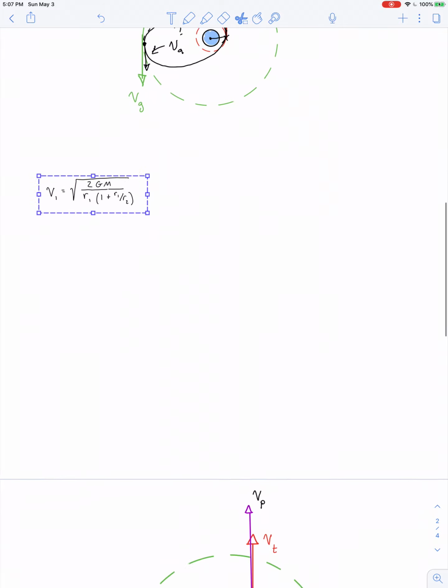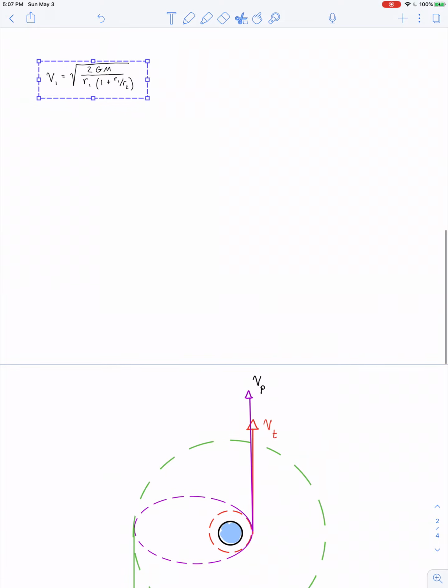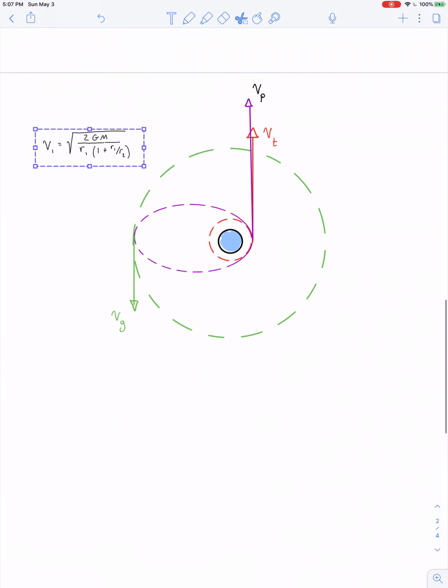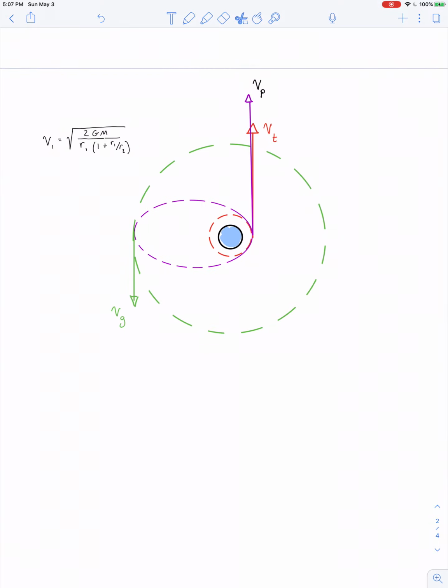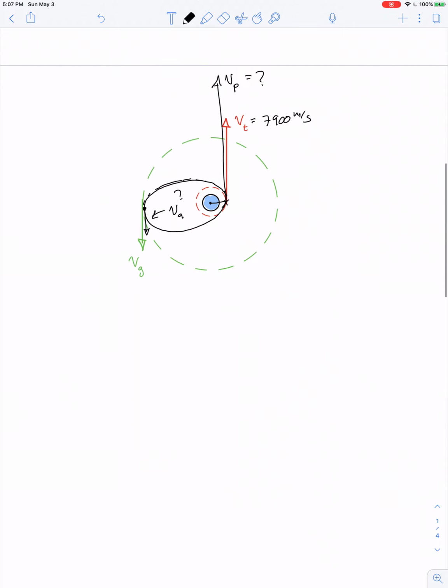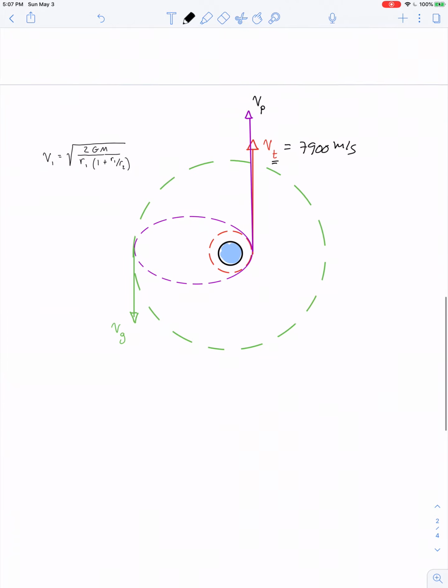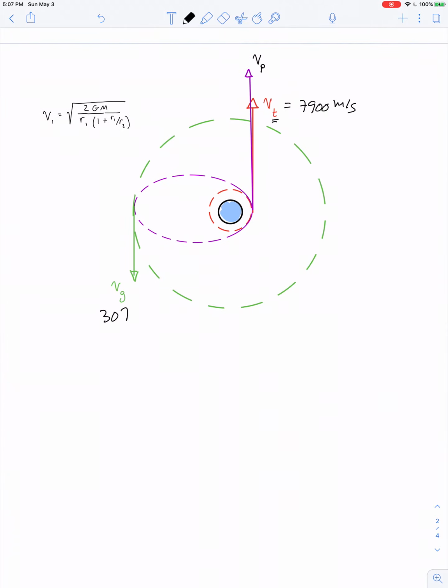Maybe we can draw this a little better. Here we go. Okay, so 7,900 meters per second, that's the speed of a treetop satellite of the Earth. Remind myself again, 3,072. That's the speed for a geosynchronous satellite.